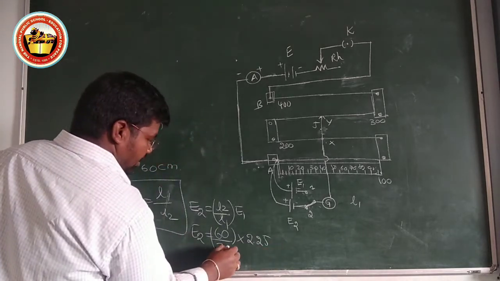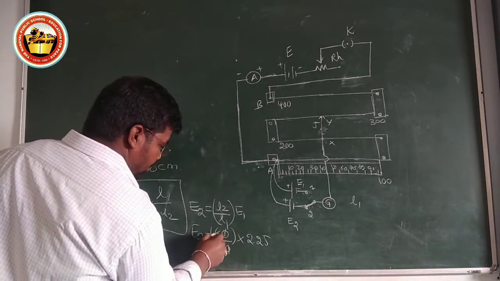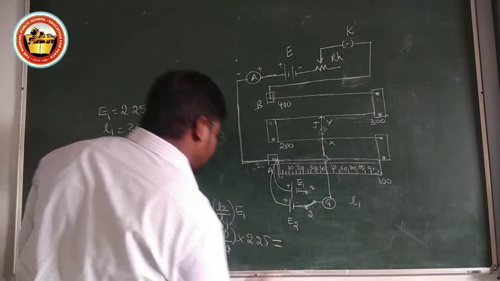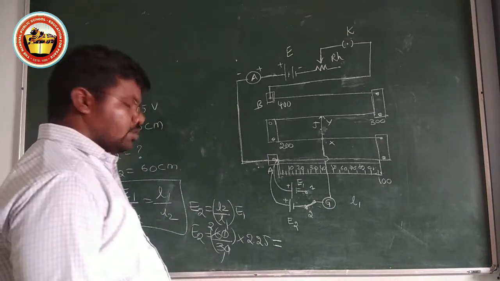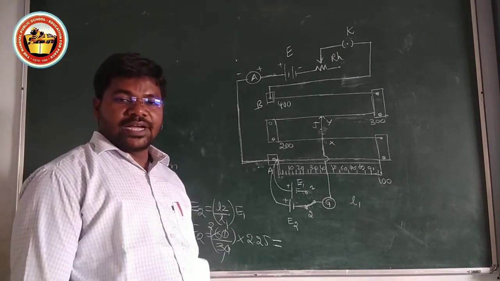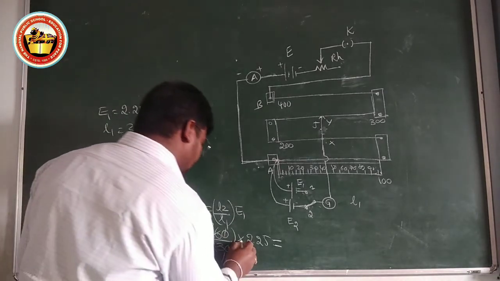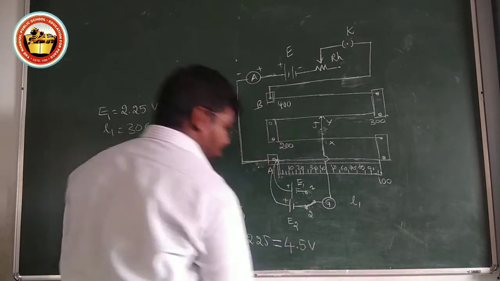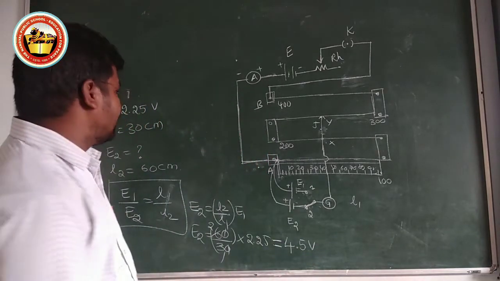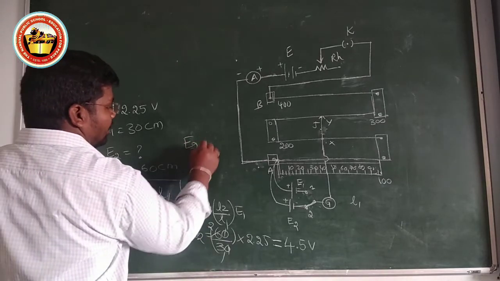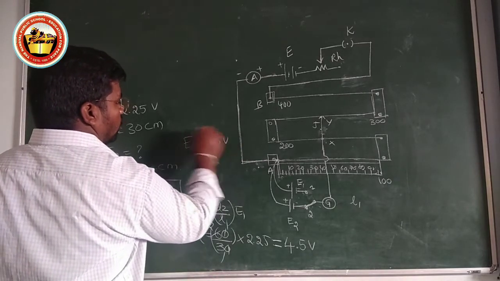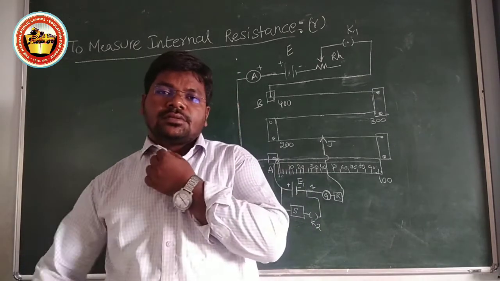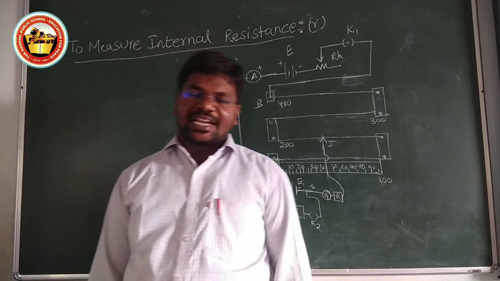E2 is equal to 60 by 30 into 2.25. The 0 cancels, 3 ones are 3, 3 twos are 6, so it is 2 into 2.25. So we get 4.5 volts. The answer is 4.5 volts. We get the E2 value as 4.5 volts.